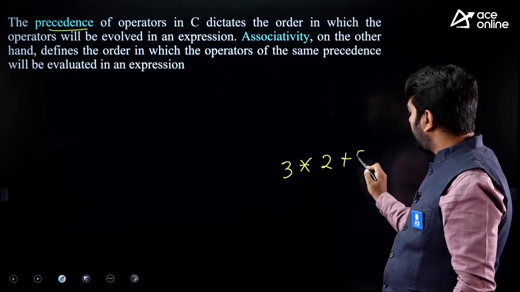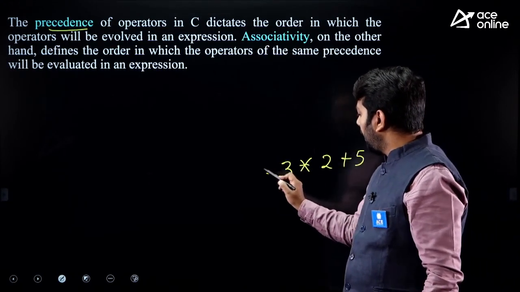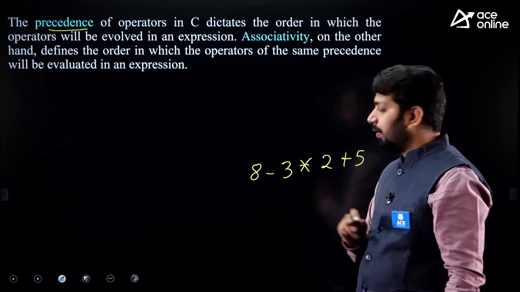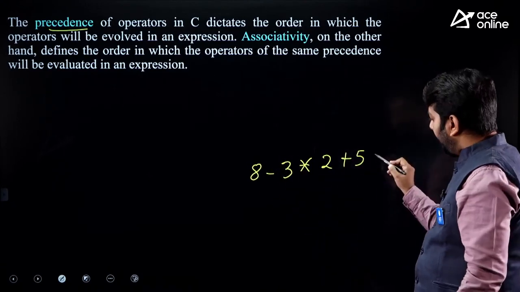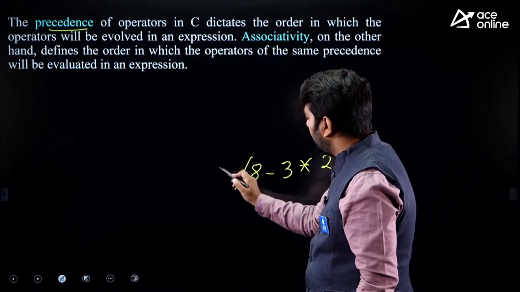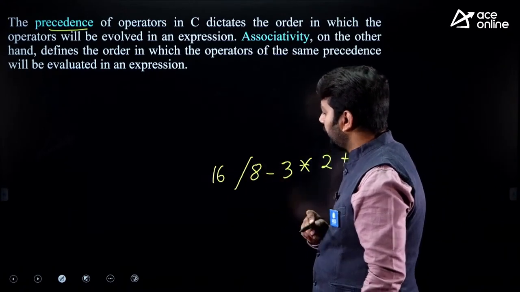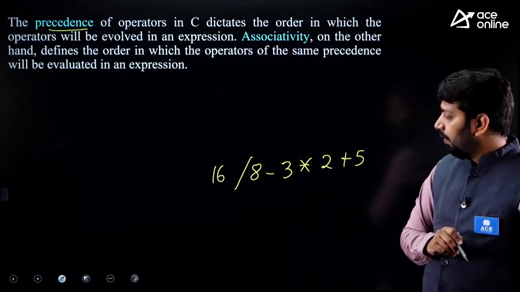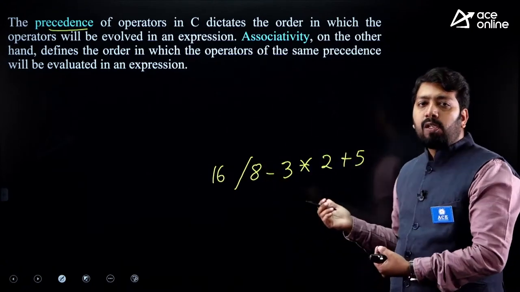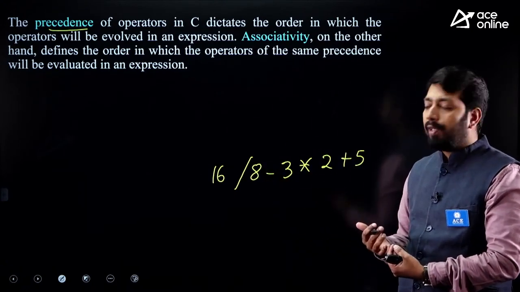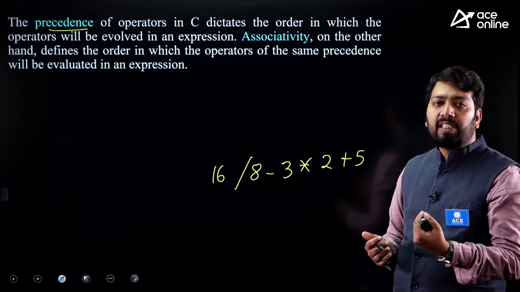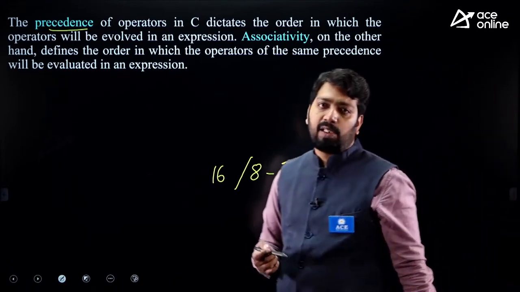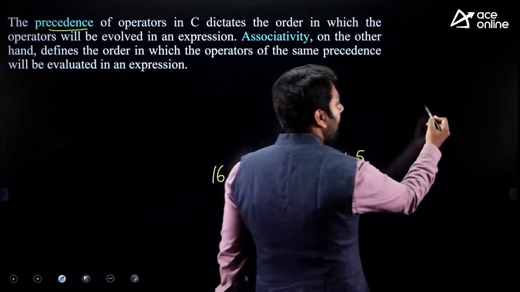plus 5 minus 8, and that is divided by 16. Fine. Now, how should we solve it? How should we solve it? First, we check which operator has the highest priority. Which operator has the highest priority?